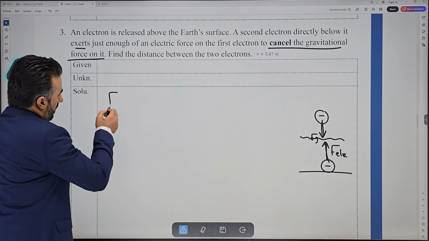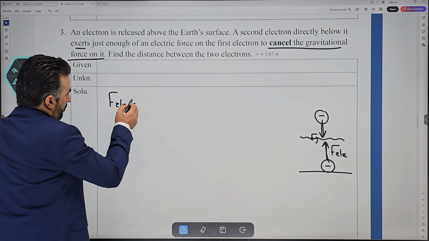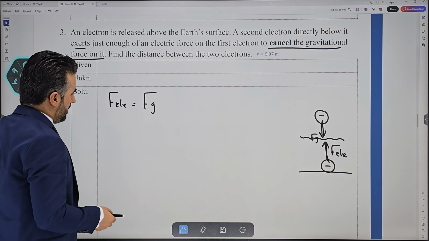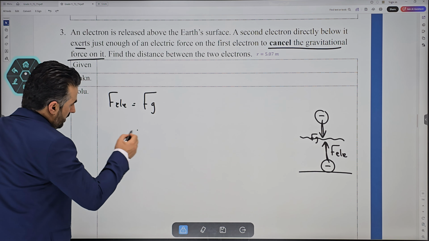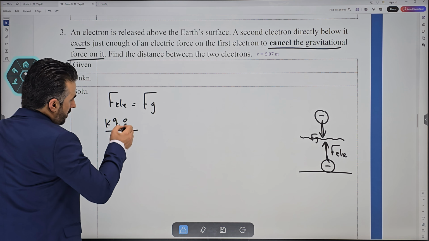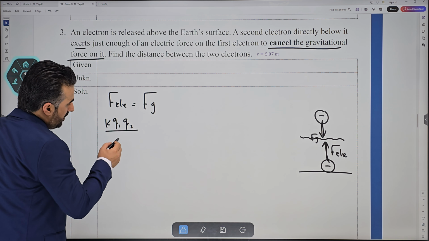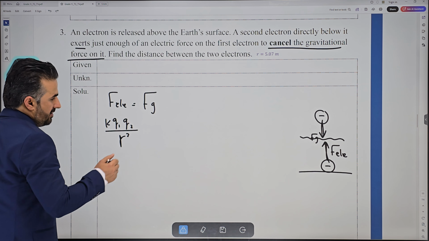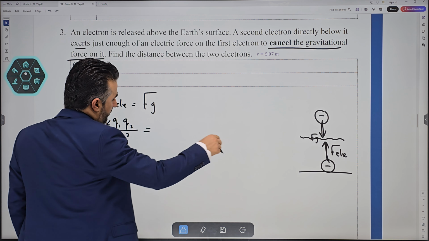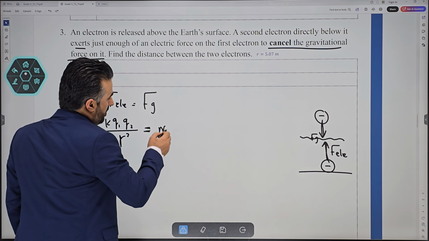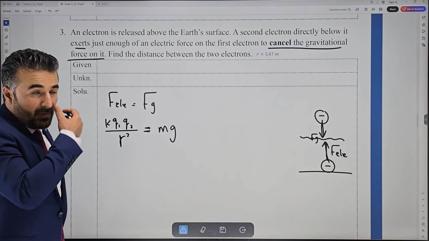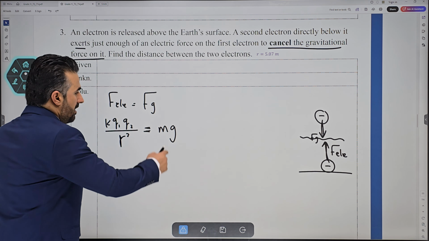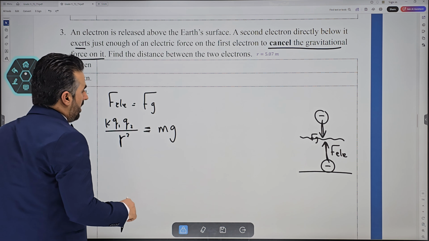The electric force must be equal in magnitude and opposite to the gravitational force between these two electrons, obviously. But what is exactly electric force equal to? It is equal to Coulomb's law, Q1, Q2, the charges of the electrons, divided by the distance between the two, squared. The question says find the distance. On the other side here, we have gravitational force. You could just write mg at this point, because that would be the weight of this electron here.